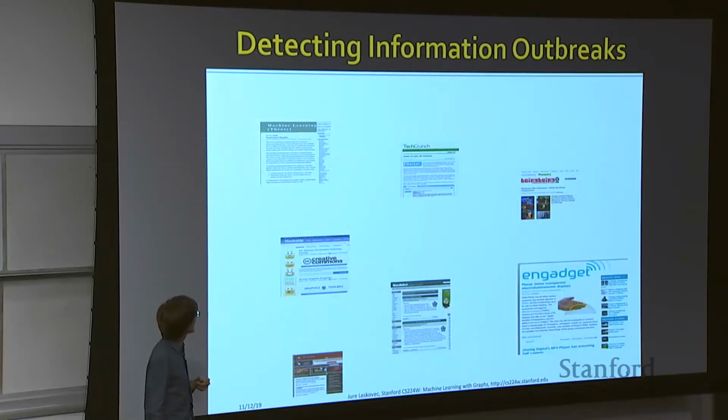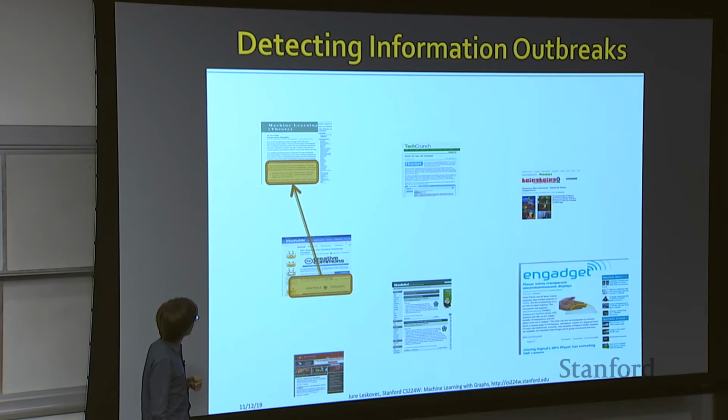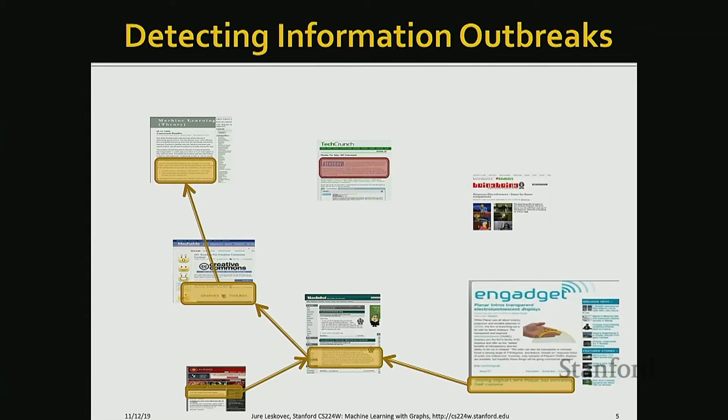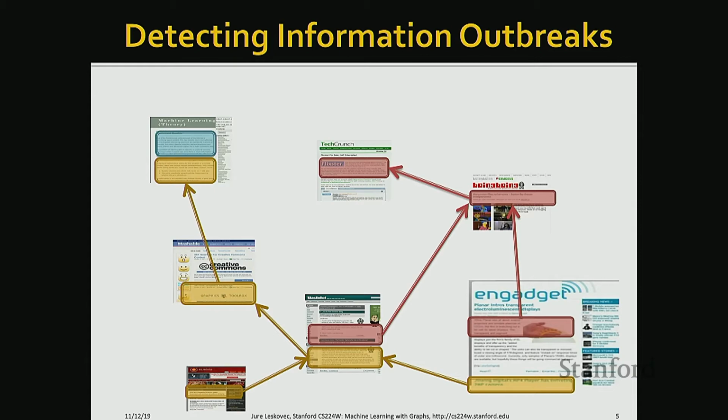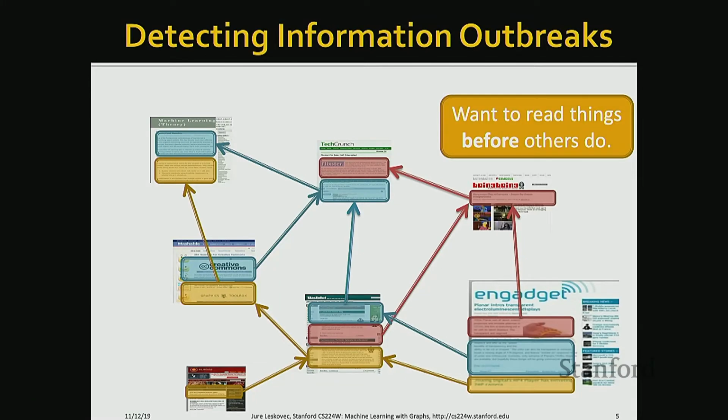So how you could think of this, you could think that you have a certain set of blogs, they post information, the information cascades through the rest of the blogosphere, there is different pieces of information that cascade in different ways. So now the question is, who should I follow, right? I want to read or learn about important news before others do.